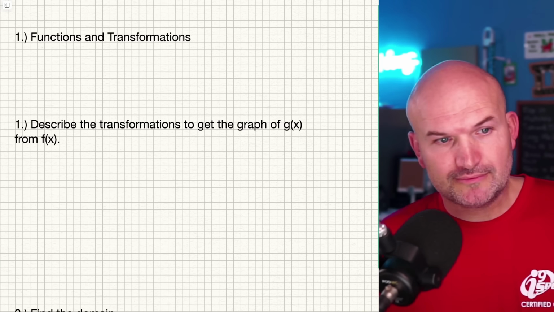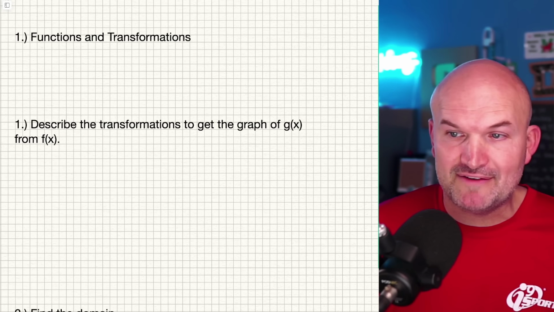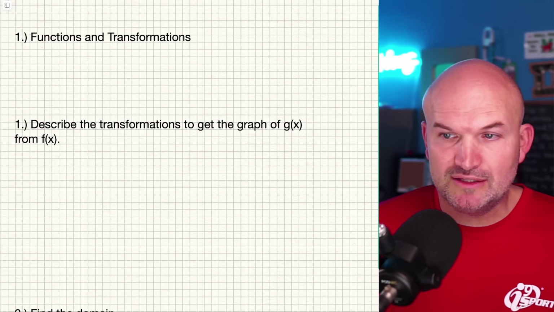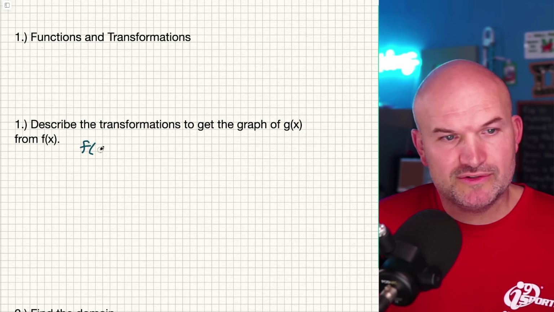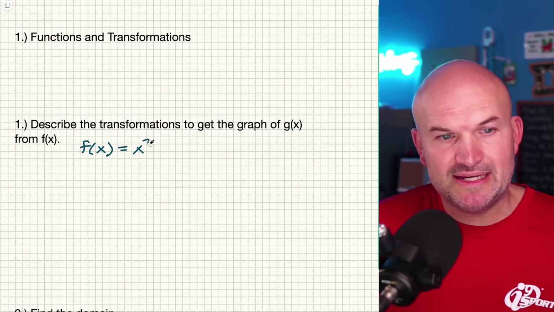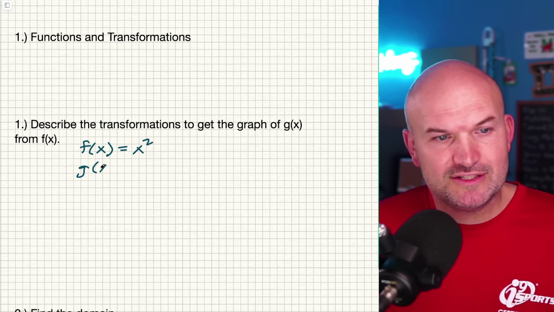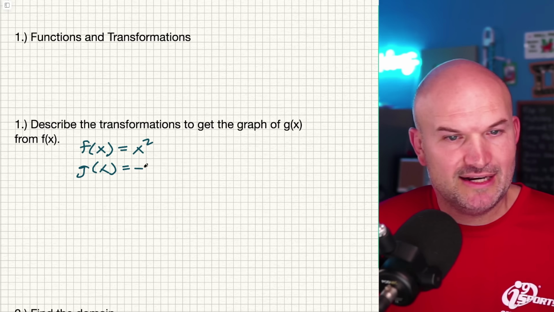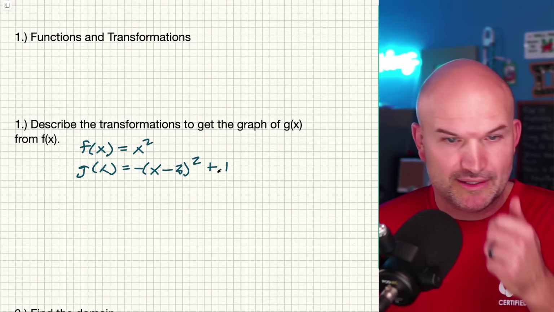This one is: describe the transformations to get the graph g of x from f of x. So let's go and take a look at what we want our f of x to be. And let's just kind of work through something basic. Let's say f of x is going to be x squared. We should all be familiar with the quadratic function. And then let's go ahead and make g of x a negative x minus 3 quantity squared plus 1.